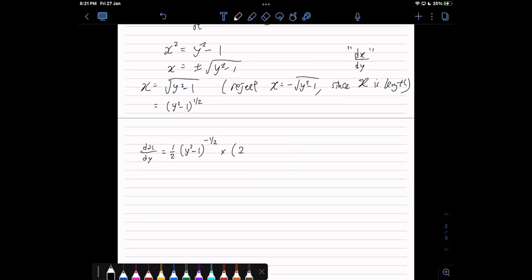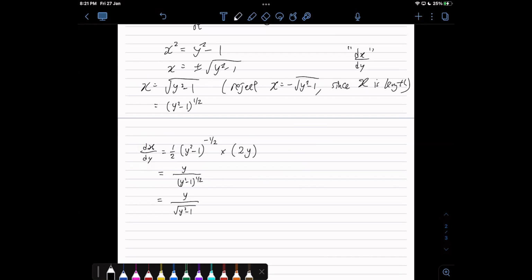So times 2y. Differentiate y squared, you get 2y. Differentiate minus 1, you get 0. Then of course 2 and half cancel, you're left with y times y squared minus 1 to the power negative half. I'm going to bring it down, which is y squared minus 1 to the power positive half. Positive half power is the same as square root. Okay, this is very unconventional because everything is in terms of y. You have chosen dx over dy. Okay lah, can, it still works.